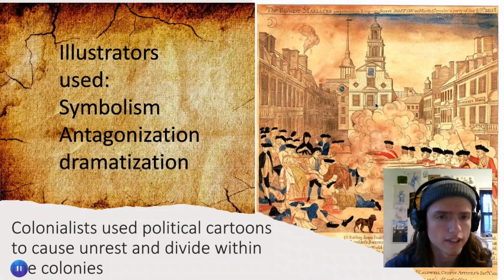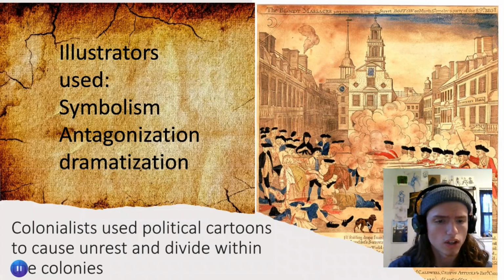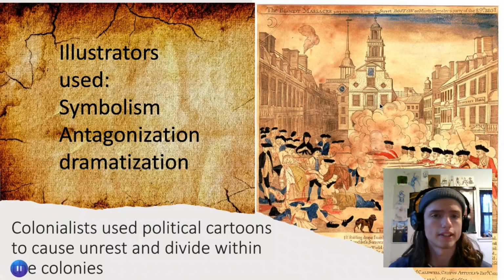Another little thing about this is this little dog. He keeps popping up in revolutionary or patriotic illustrations, symbolizing a sort of peace or vulnerability, like an innocent little dog. I think that's an interesting little fact.